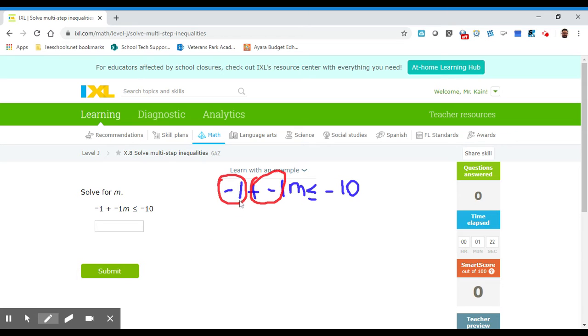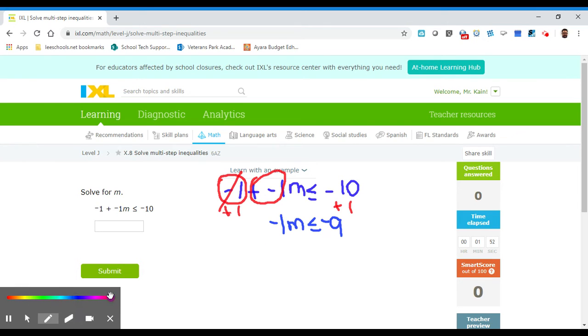So we start by getting rid of the add subtract term by doing the opposite. +1, +1. This cancels it out. What we have left on the left is going to be a -1m less than or equal to. Different signs mean subtract. So it's going to be 10 minus 1, which is 9. And we're going to take the negative sign. Okay?